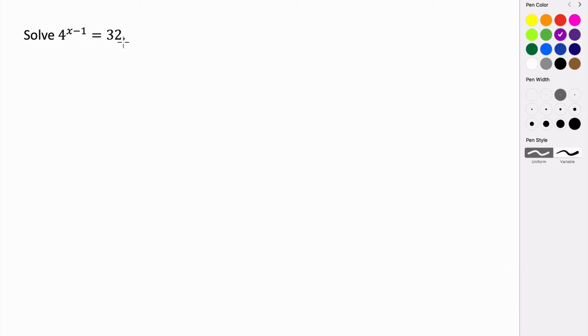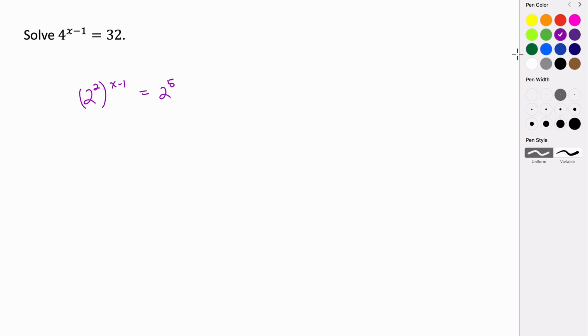So we can actually break this down and use that property that says if you have two powers with the same base that are equal to each other, then their exponents must be equal. So we can rewrite this 4 to the x minus 1 as 2 squared to the x minus 1. And then that's equal to 32, which is just 2 to the fifth power.